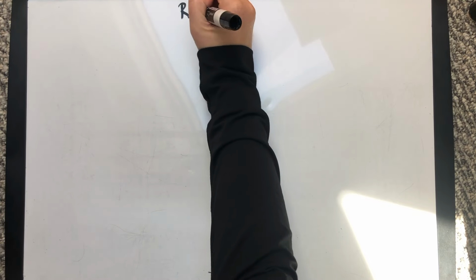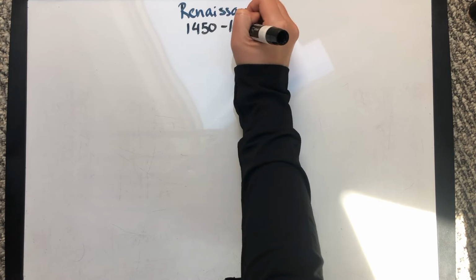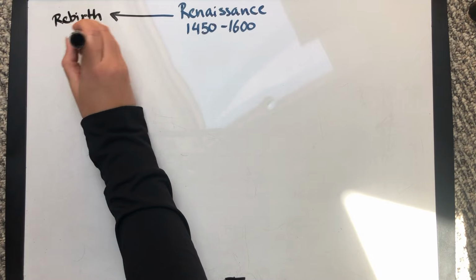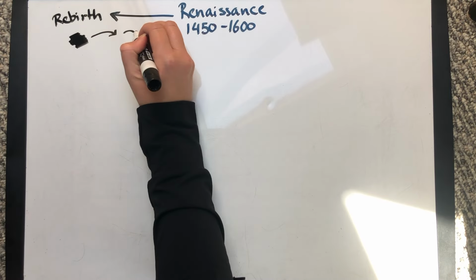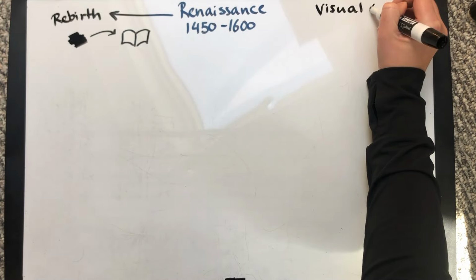Hello and welcome to the Renaissance era. This was from about the year 1450 to 1600, and the word Renaissance means rebirth, and this marked a revival in the arts and sciences from the darkness of the medieval era to the age of discovery.